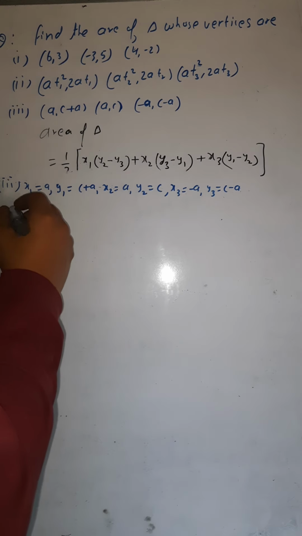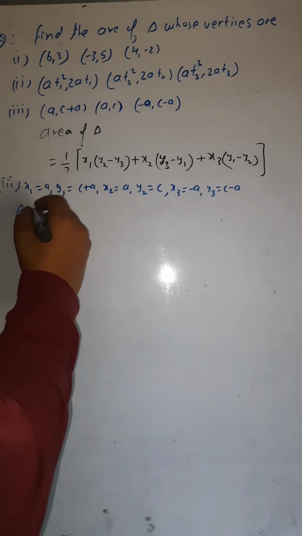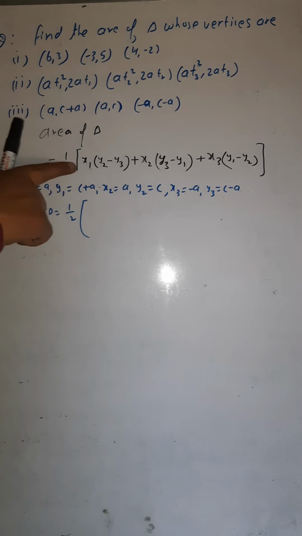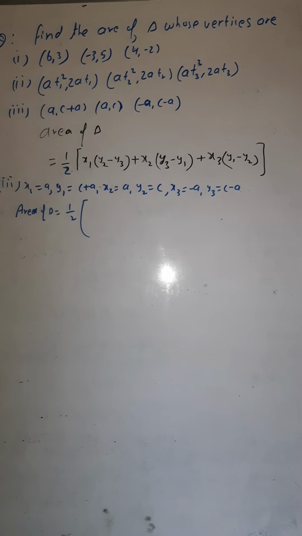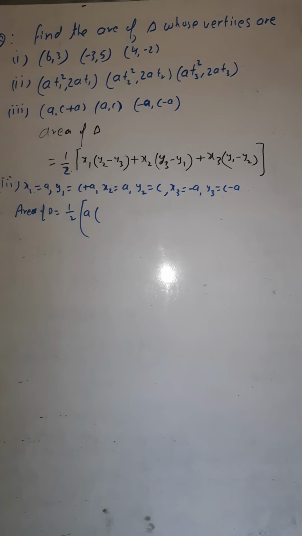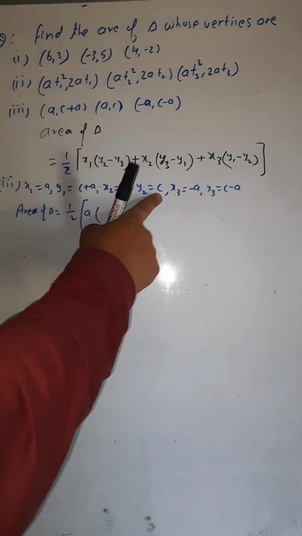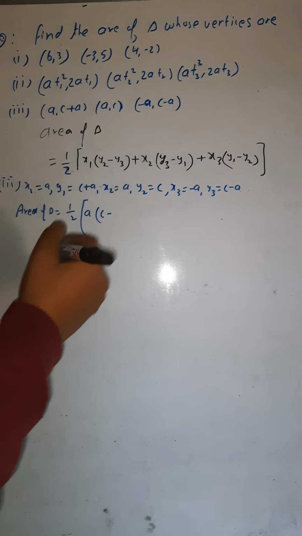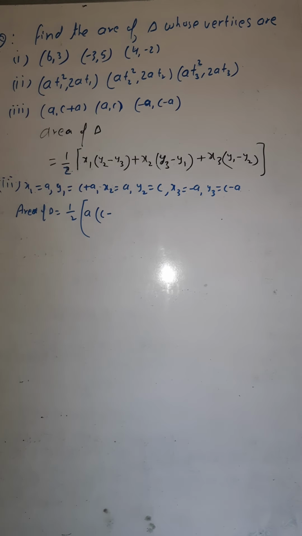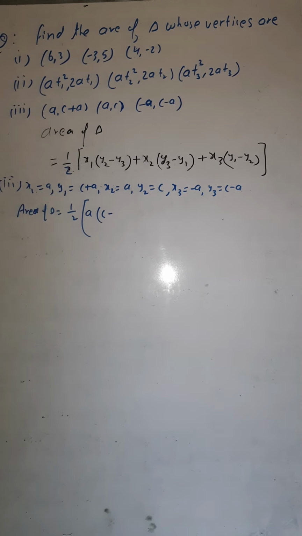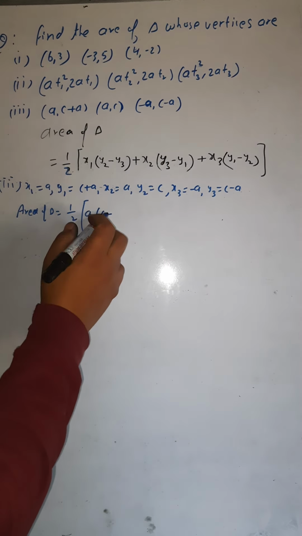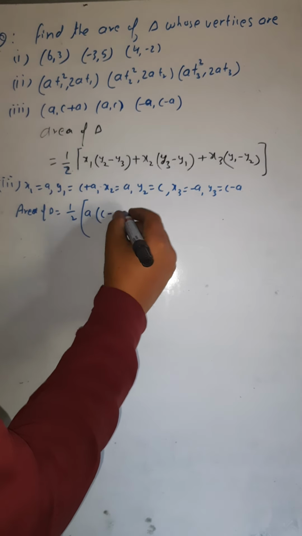Now let's find out the area of the triangle, and the formula is 1 by 2, x1 outside, inside y2 minus y3. So x1 means a would be outside here, and inside y2 minus y3. Now just remember, y2 is c here, minus y3, which is c minus a. So this minus would become minus c, and this minus would become plus a.